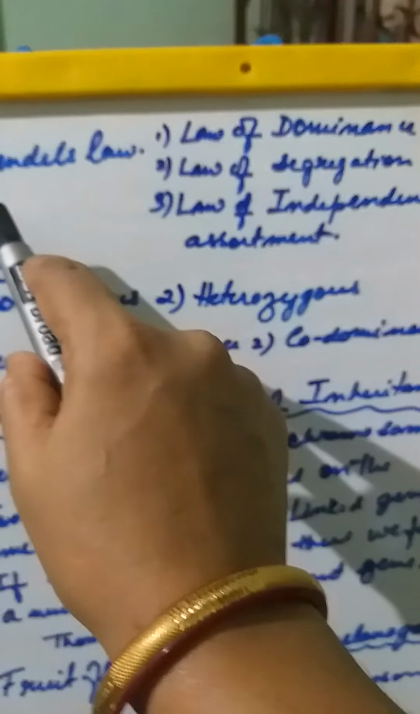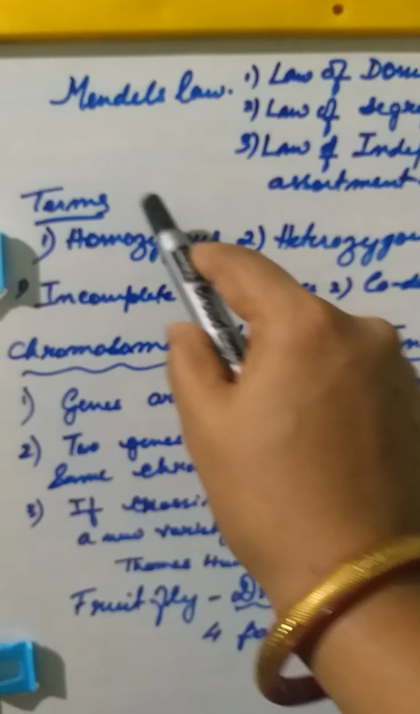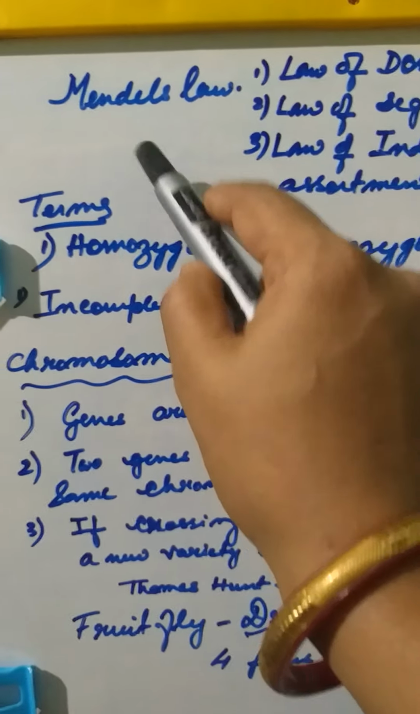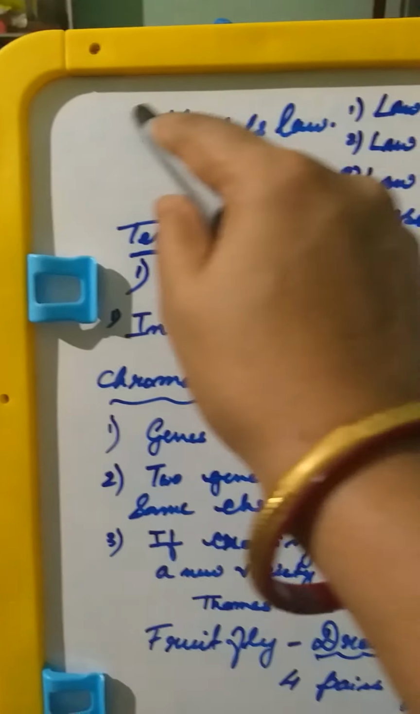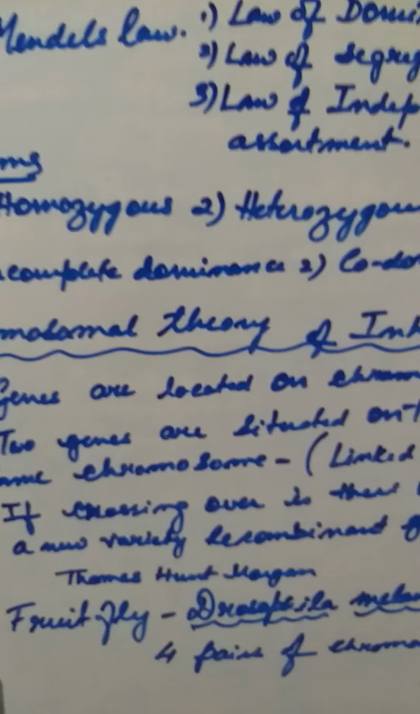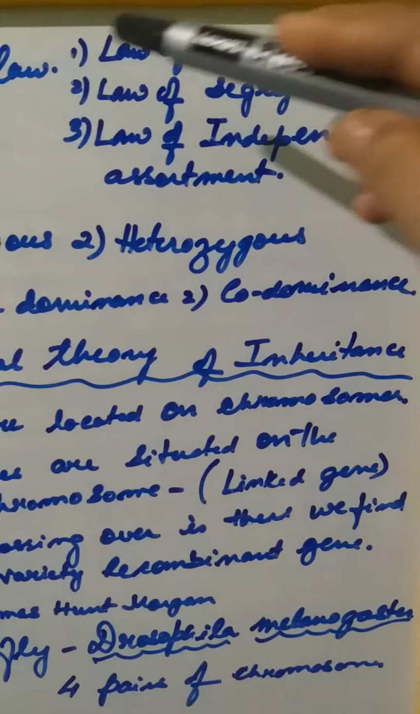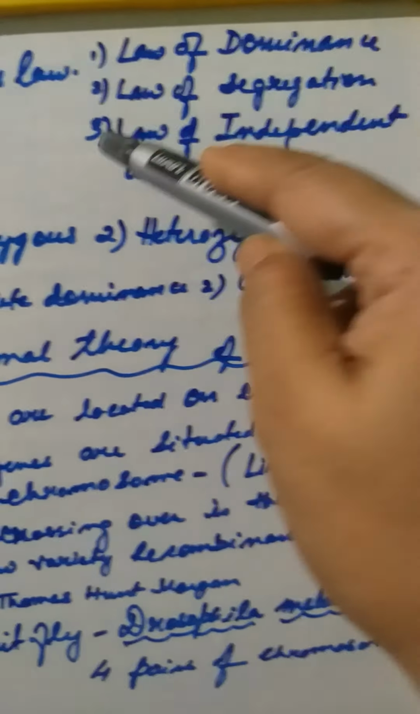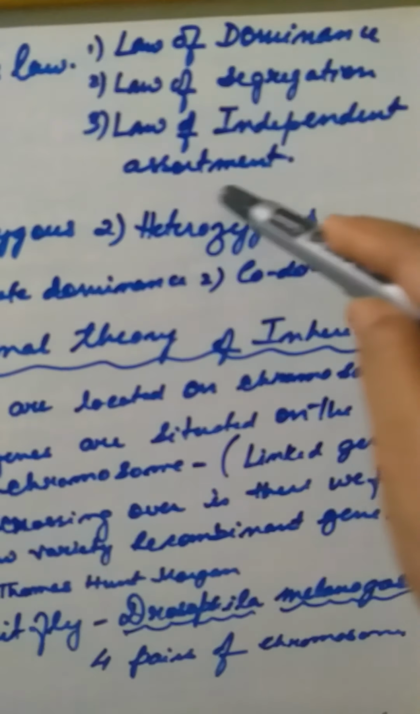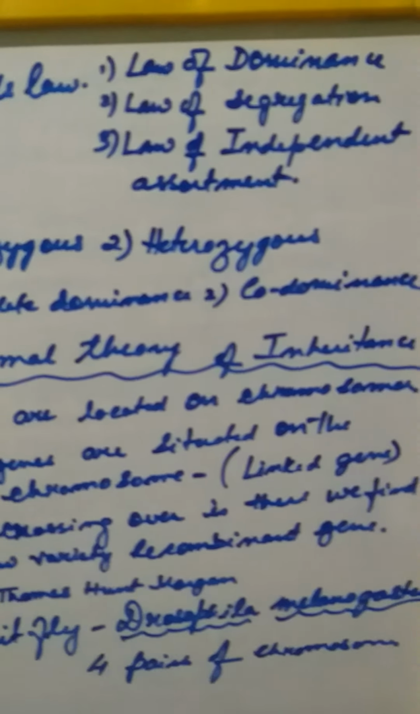You see, in our last class we were dealing with monohybrid cross, dihybrid cross, and the Punnett square. Now, if we round off Mendel's laws, they can be simply divided into three. The first is the law of dominance, the second is the law of segregation, and the third is the law of independent assortment.